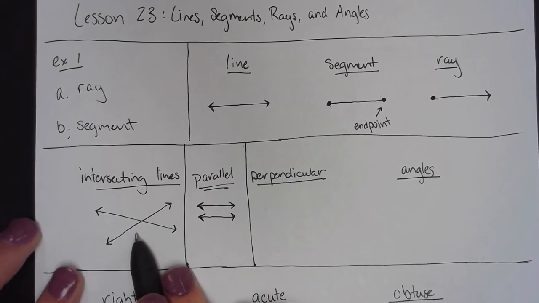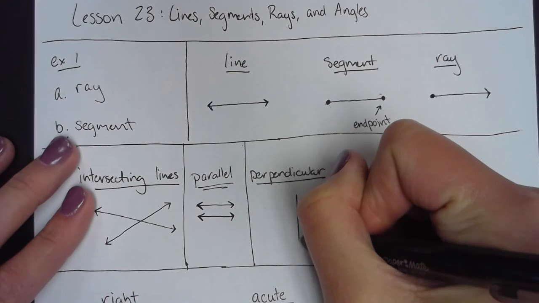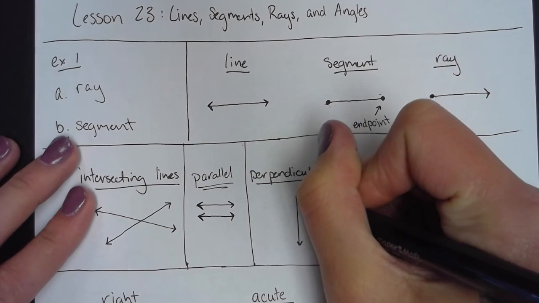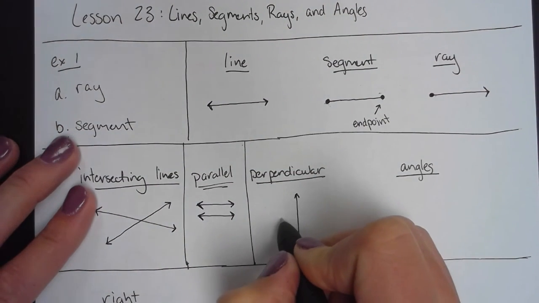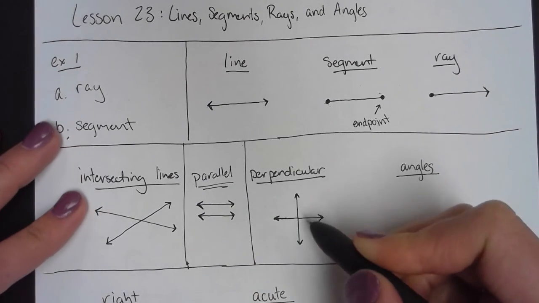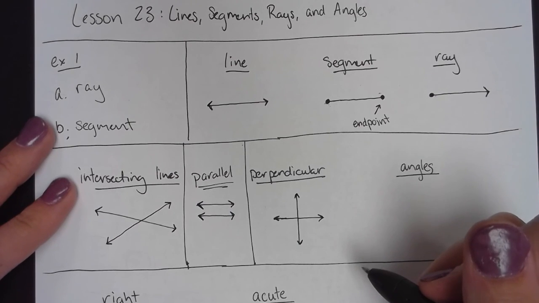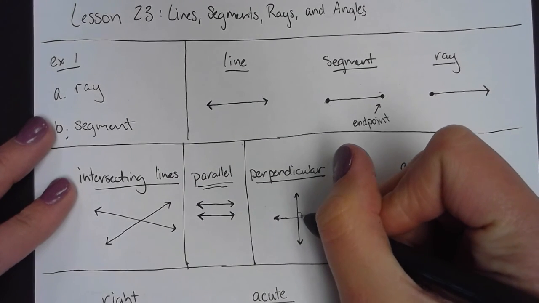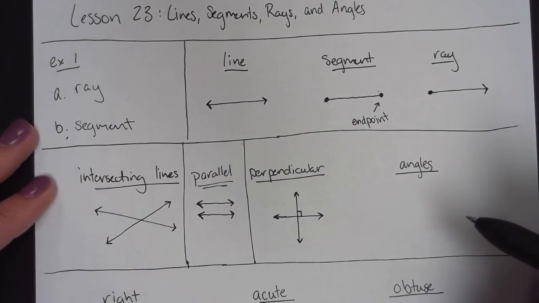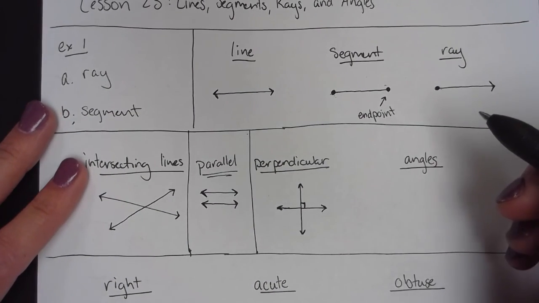Now, a special type of an intersecting line is a perpendicular line. Now, a perpendicular line meets in what we're going to call a right angle. That means this angle right here is like the perfect corner of a piece of paper. When we say that this is a right angle, we're going to put just this tiny little box there. That means it's going to be a right angle. Okay, so these are perpendicular lines.